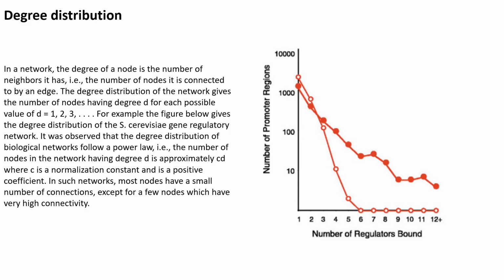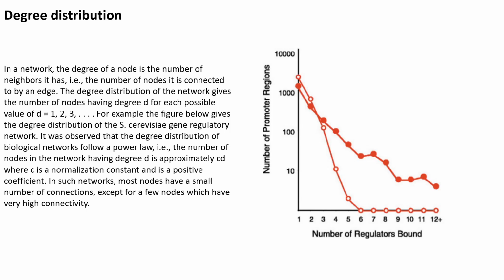So basically, how we define degree or connectivity. The degree distribution of this network gives the number of nodes having degree d for each possible value of 1, 2, 3. So from the degree distribution, you can get how many nodes have a degree of 3 or 4 or whatever value you're looking for.